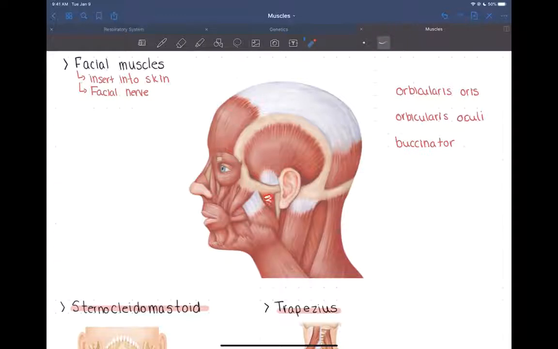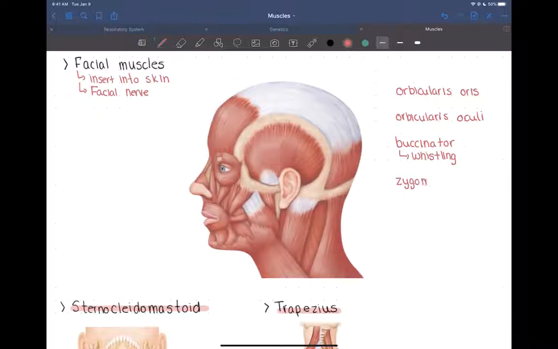And so it's essentially your cheek muscle. It allows you to compress your cheeks, so this would be for whistling and that sort of thing. Or sucking on a straw, you would use this muscle. When you chew, it helps to push food back into your teeth. So from your cheeks, it moves food between your teeth as well.